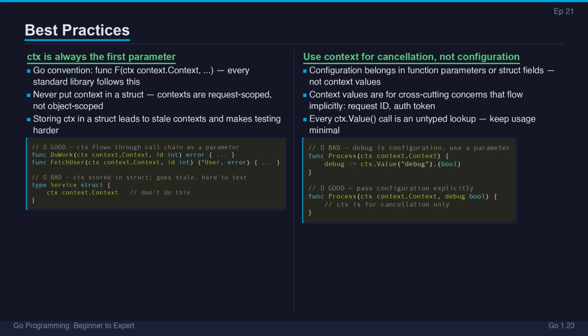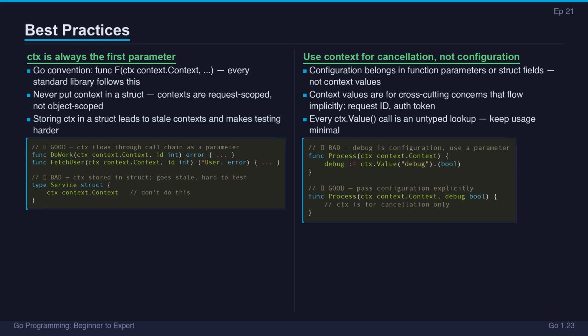Use context values only for request-scoped cross-cutting concerns. Request ID, auth token, trace ID, things that need to be available deep in the call stack without threading through every signature. Not debug flags, not configuration, not database connections. Those belong in explicit parameters or struct fields.